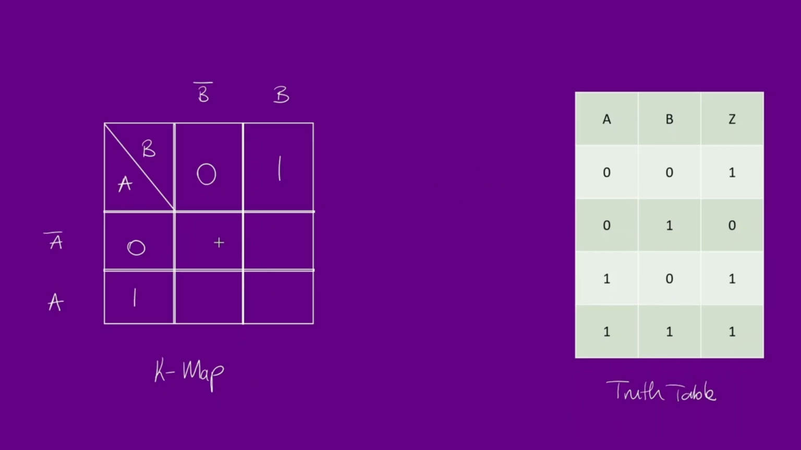Okay, so not A not B is 1. That's high. Not A and B is 0. So where is that? A and not B is 1. A and B is 1. So this kind of looks like a flip of what we just encountered.